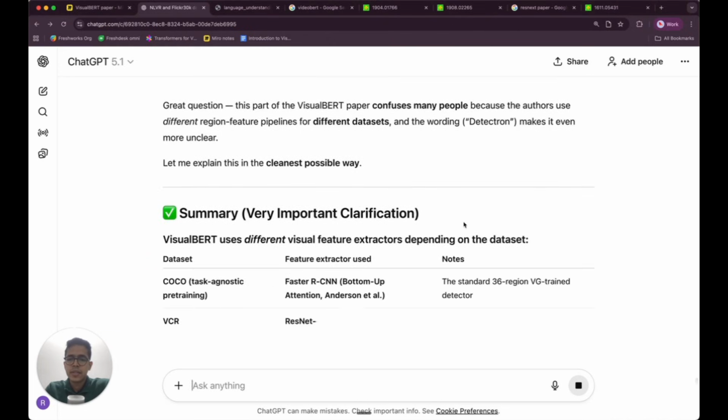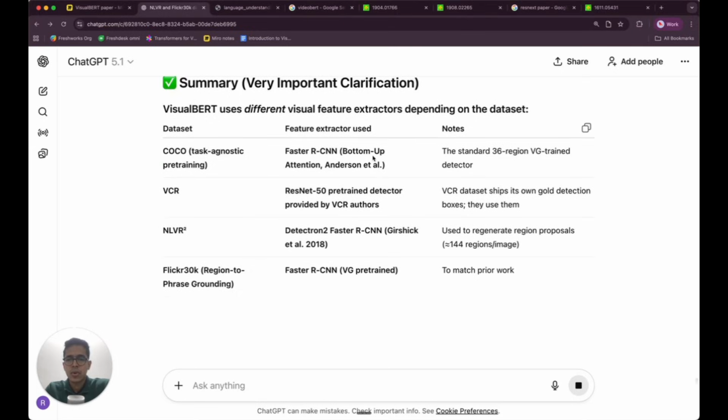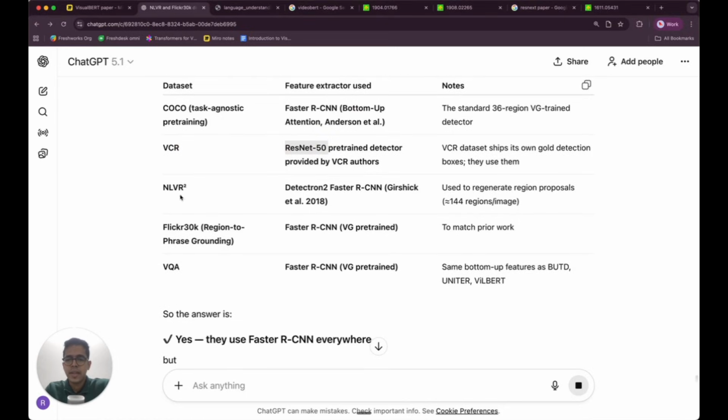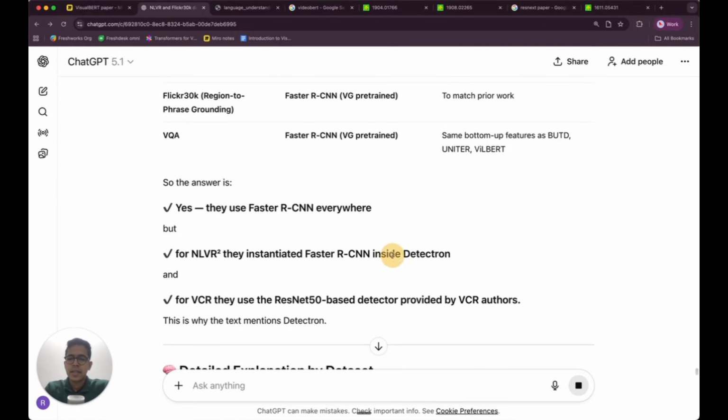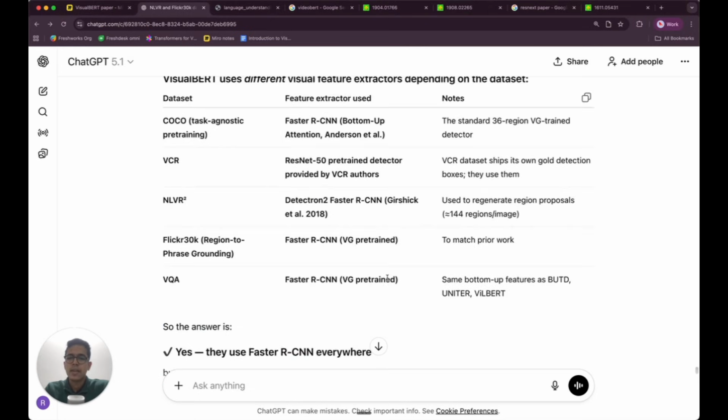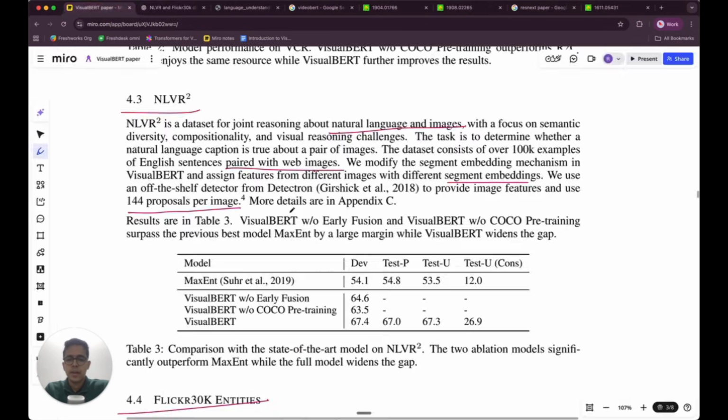VisualBERT uses different feature extractors depending on the dataset. For COCO, they use Faster RCNN. For visual commonsense reasoning, they use ResNet 50. For NLVR2, they use Detectron 2. For Flickr30K and visual question answering, both use Faster RCNN. Okay, so they use these three different types: Faster RCNN, ResNet 50 and Detectron 2. Okay, this is also a variant of Faster RCNN. They instantiated Faster RCNN inside Detectron, and for VCR, they use a ResNet 50 based detector. It's not like they are 100% always using Faster RCNN.